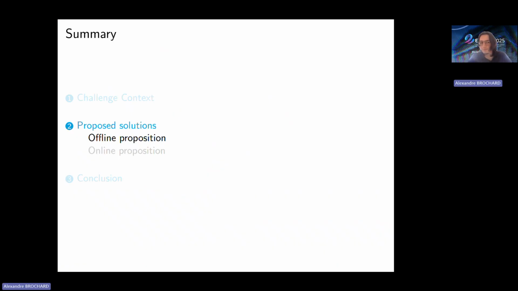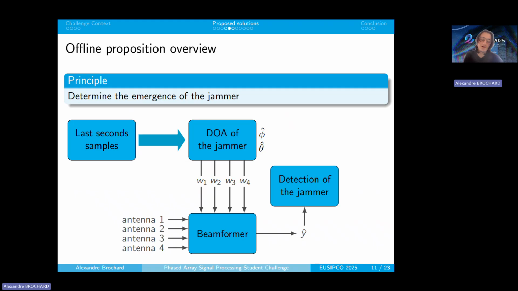So we're going to start with the offline proposition. The main idea here is very simple. Basically, we know from the context of the challenge that the jammer's power will increase over time. So we're going to select only the last samples, which correspond to the last seconds of the jammer's action. We should be able to detect and also estimate the direction of arrival of the jammer.